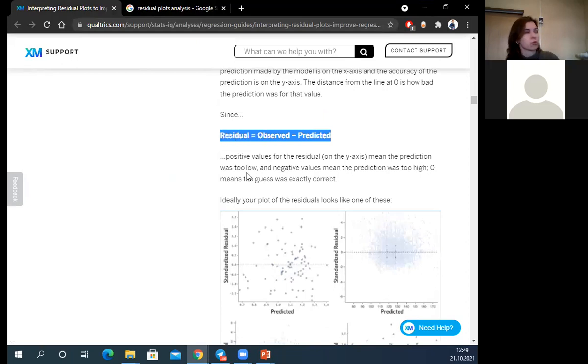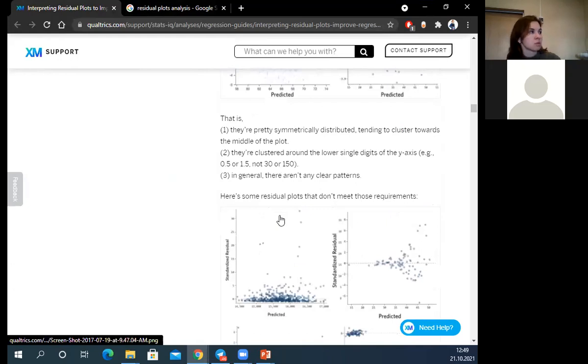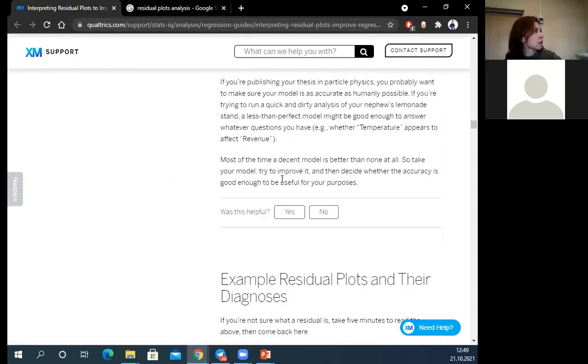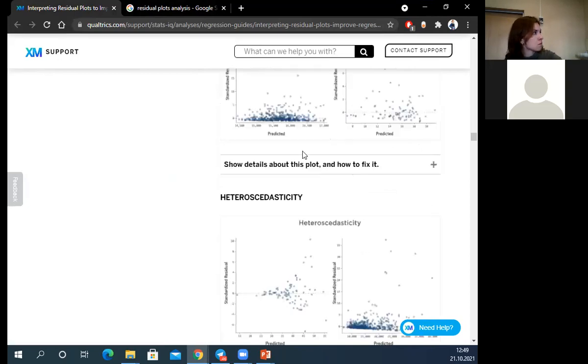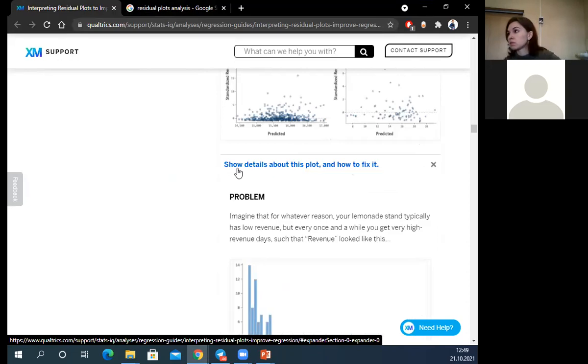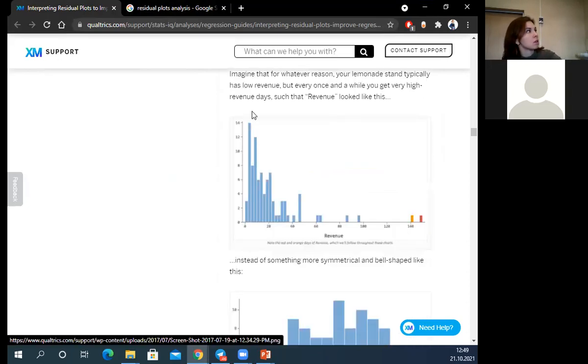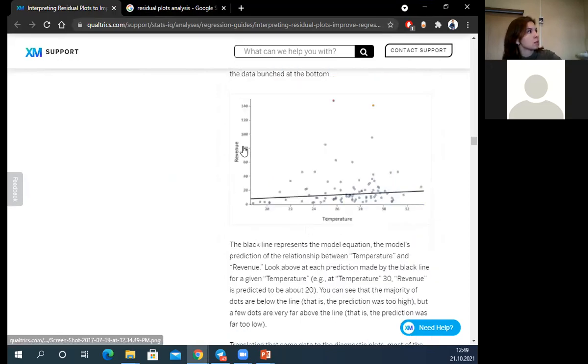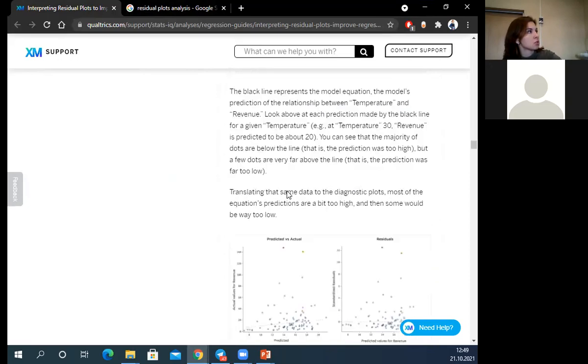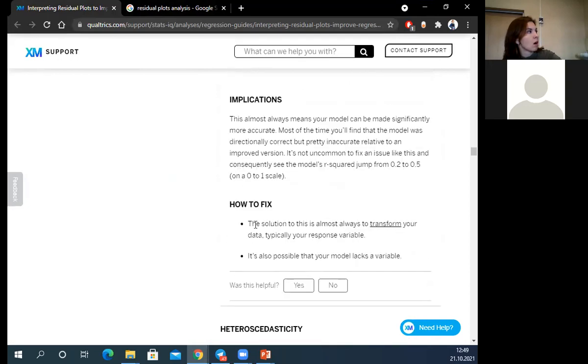Residuals are observed minus predicted. Yes, my pictures were from this article. There are examples in their diagnosis, and you may also see how to fit it. Very important: the problem definition and the solution. How to fix.